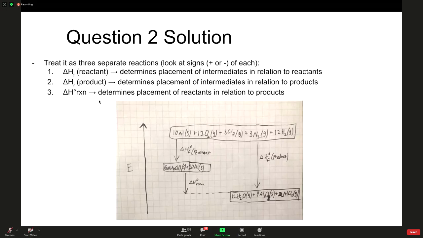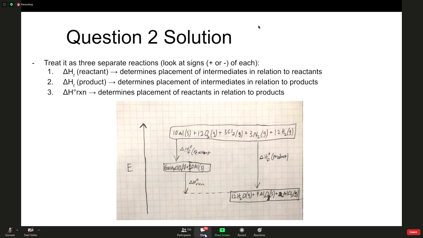And the reason for that is because your elements could be higher or lower in energy than your reactants or products. And in order to figure that out, all you're worried about here is the sign. So if delta HF of the reactants is an exothermic process, then that means that the products of that reaction will be lower in energy than its component elements. And that's what you see here, because it's a drop in energy.